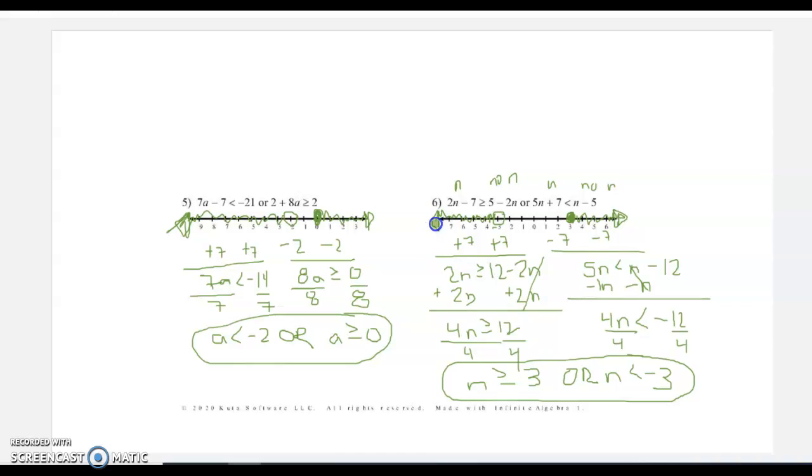So those are compound inequalities called ORs. There's another one called AND that we'll look at next. But this was Chapter 3, Day 3, compound inequalities that are ORs.